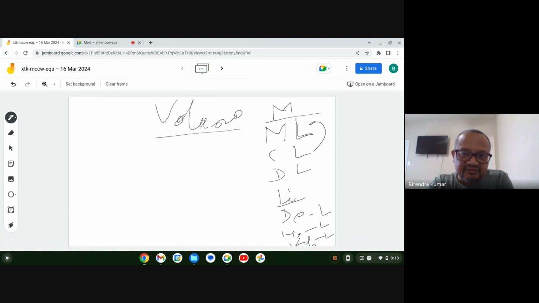10 milliliters make 1 centiliter. 10 centiliters make 1 deciliter. Then 10 deciliters make 1 liter. 10 liters make 1 decaliter. So on and so forth.